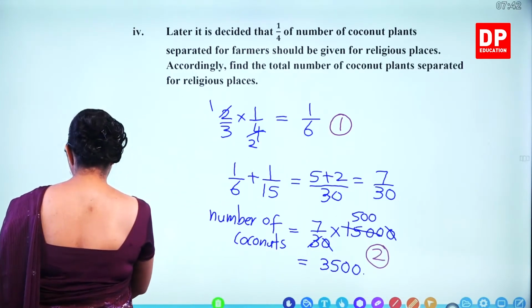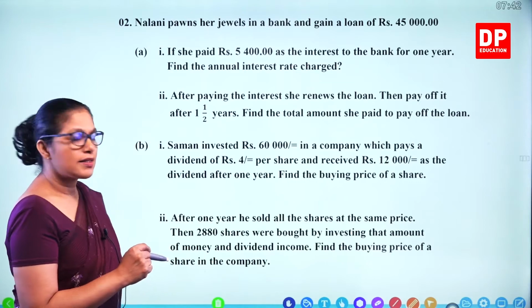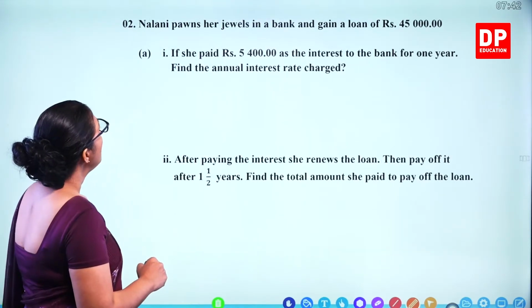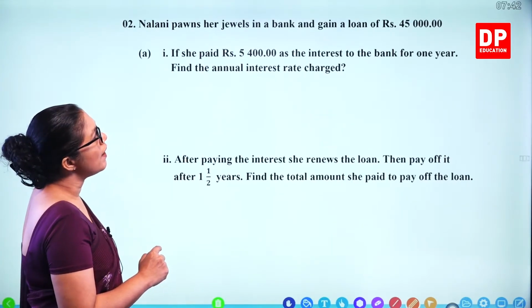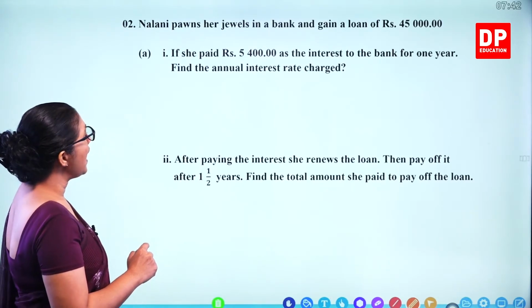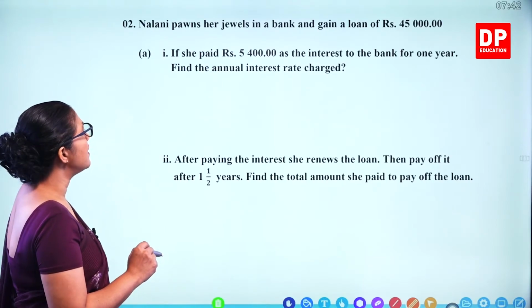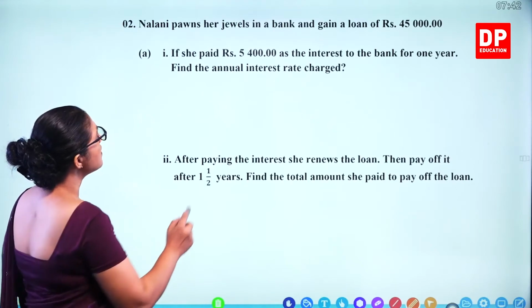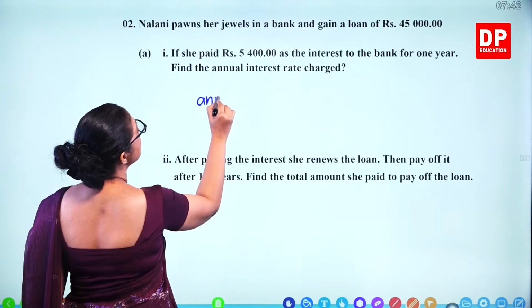Let's take the second one. This is about percentages, interest rates, share market. So altogether 2 parts are there. Nalini pawns her jewels in a bank and gained a loan of 45,000 rupees. If she paid 5,400 as the interest to the bank for 1 year, find the annual interest rate charge. So this is the interest paid. So what is the annual interest rate?